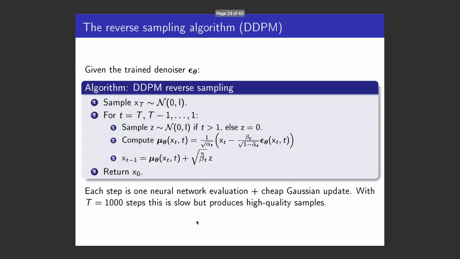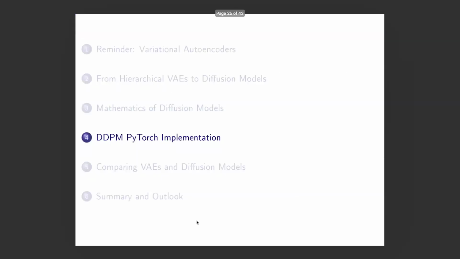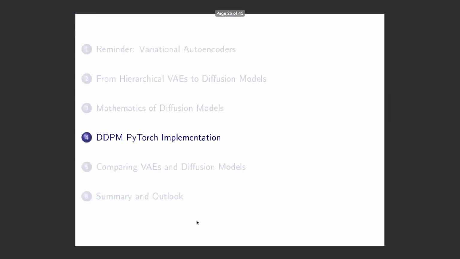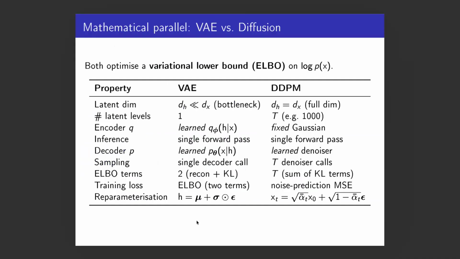I'm going to skip some of these terms here. I just invite you to take a look at the PyTorch. I wanted to have a comparison. So this is the same thing which we have in the codes.